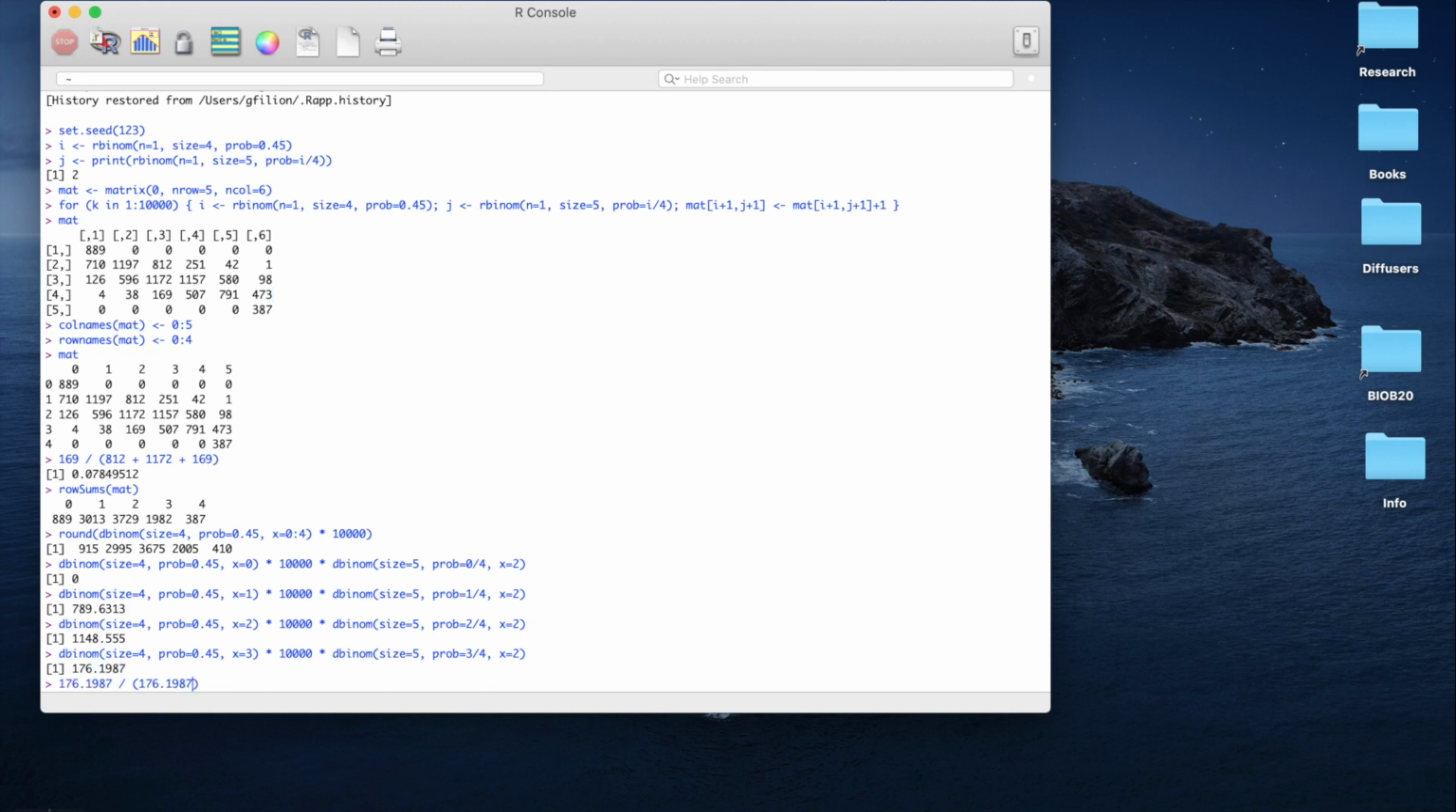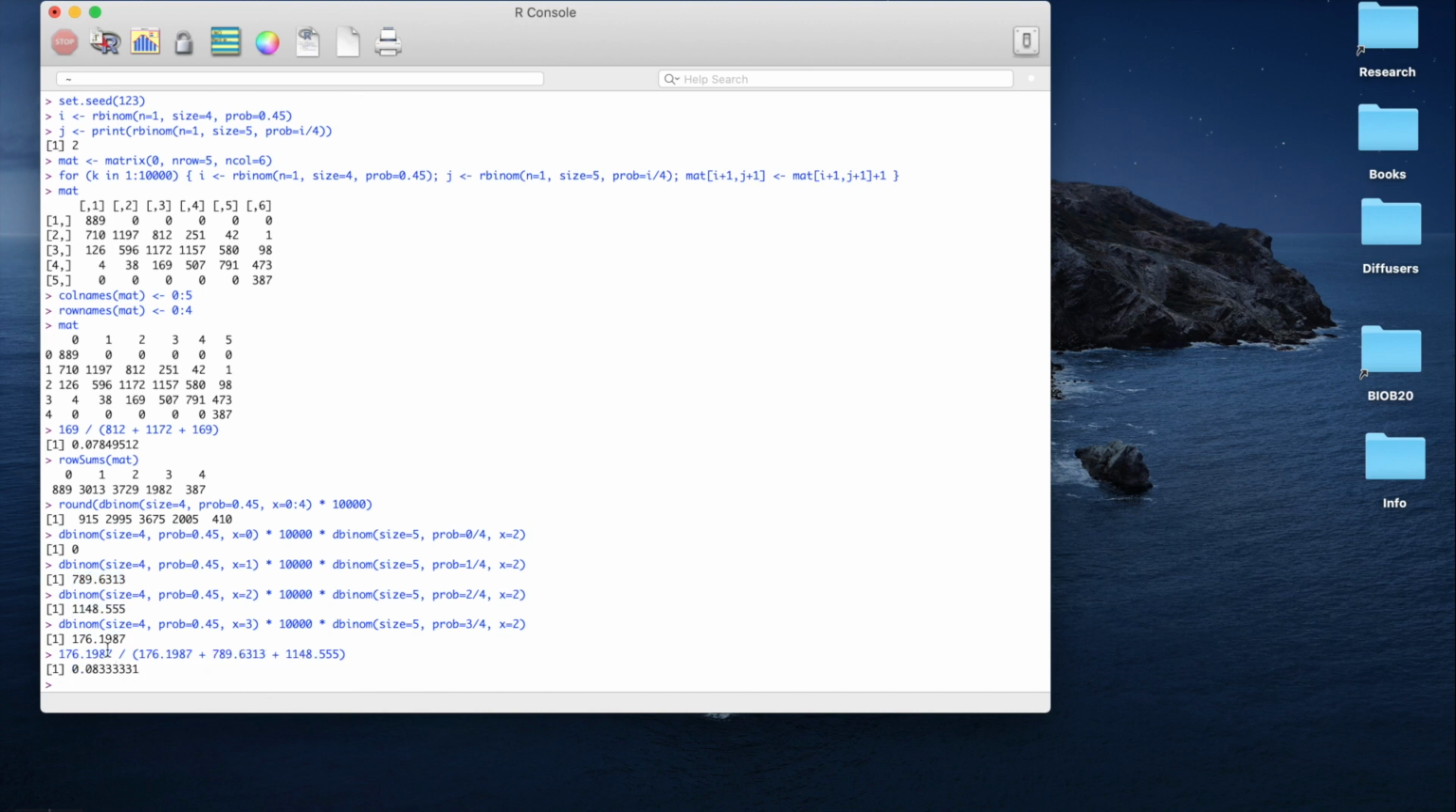Using these theoretical estimates, we can now compute the probability that I is equal to 3, given that j is equal to 2. As before, this is done by computing the ratio, and the result is approximately 8.3%, which is not too far from the number we obtained by sampling.